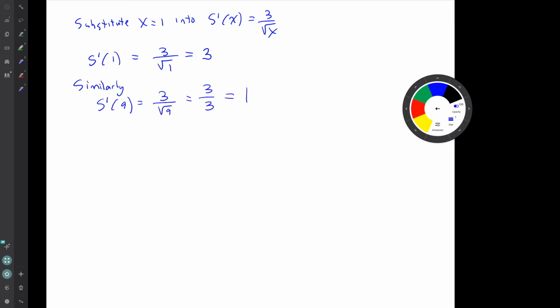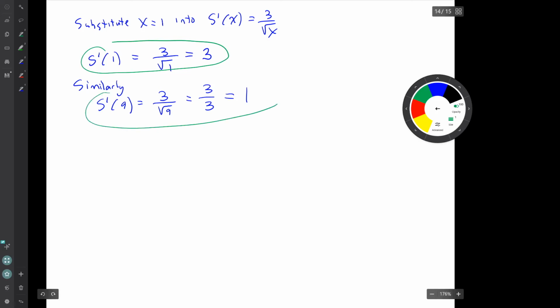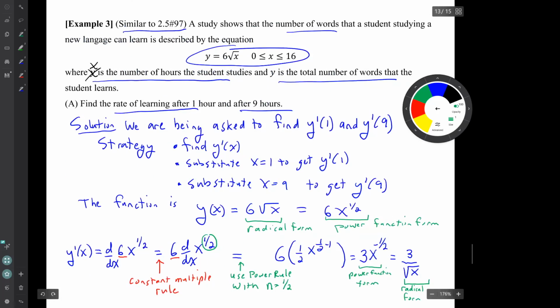There are our values. S prime parentheses 1 equals 3. That's one result. And the other result is that S prime parentheses 9 equals 1. But we have to be careful. The original question did not ask us to find S prime parentheses 1 and S prime parentheses 9. The original question was to find the rate of learning. So we should give our answer in terms of the rate of learning.